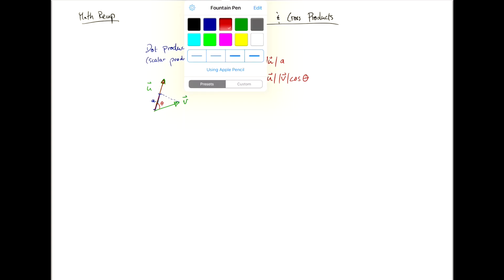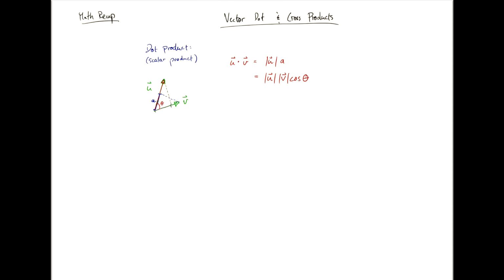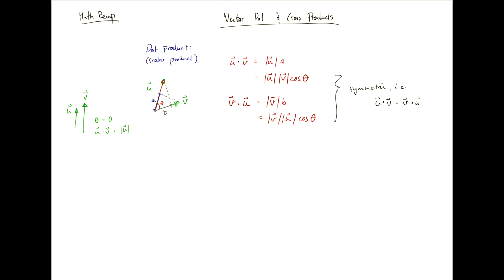Similarly, if you project u onto v, you have a distance b here, and the dot product v dot u is the magnitude of v times b, which is just v u cos theta. So that means that the dot product is symmetric, i.e. u dot v is the same as v dot u. Now, two special cases. If these two vectors u and v are collinear, pointing in the same direction, i.e. the case theta equals 0, then obviously u dot v is just the product of the magnitudes. And if these two vectors are orthogonal, then u dot v is 0.